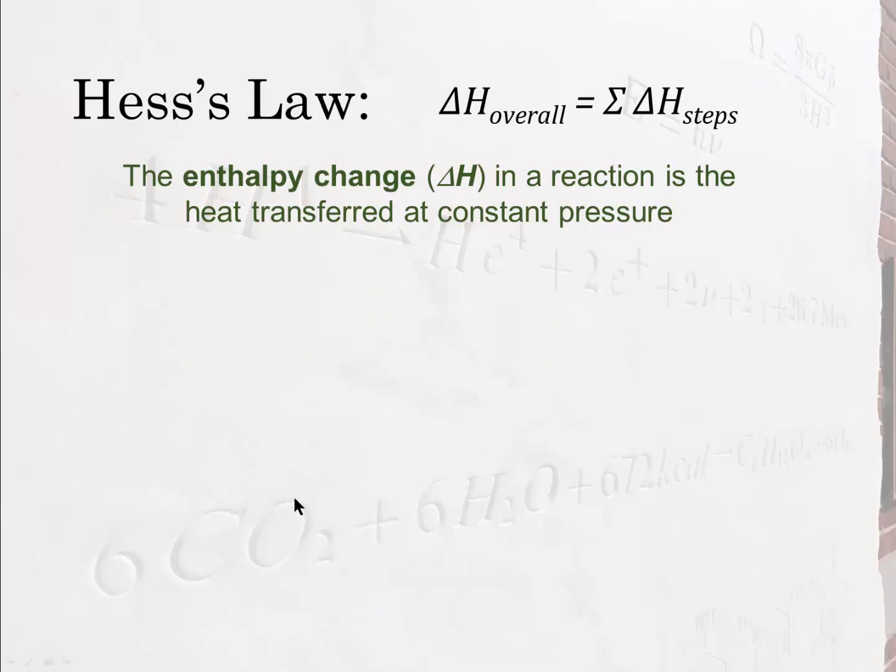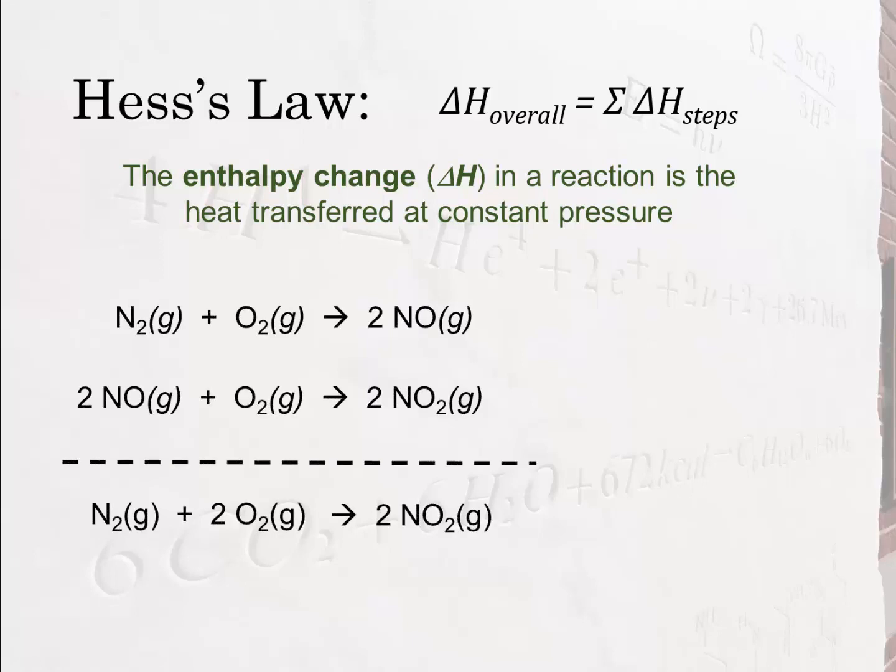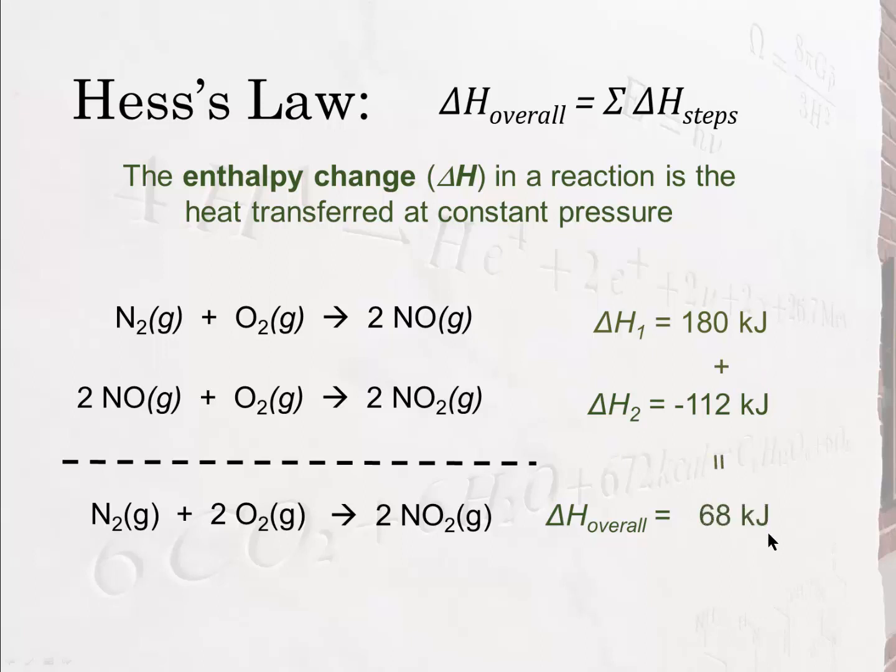Hess's law gives us a way to calculate the enthalpy change of a chemical reaction. Recall that enthalpy is heat transferred at constant pressure. Hess's law says that if an overall reaction may be written as a series of individual steps, then the enthalpy change, delta H, for that overall reaction is the sum of the enthalpy changes for the individual steps. This is true because enthalpy is a state function. Going back to our previous example, if delta H is known for steps 1 and 2, we can calculate the overall delta H to be 180 plus negative 112 equals 68 kilojoules.